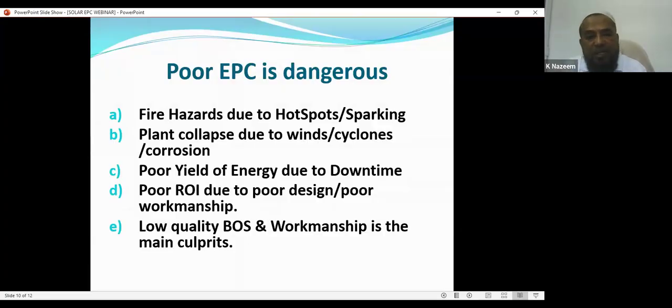For example, fire hazards due to hot spots and sparking. I'll give an example.